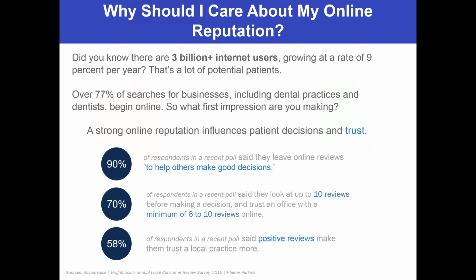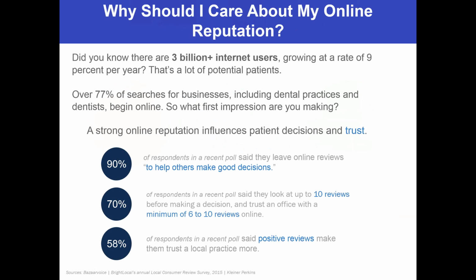This being said, over 77% of searches for businesses, including dental practices and dentists, begin online. This is talking about first impression, right? And this can be common sense to a lot of people. You meet somebody for the first time, that first interaction is really telling for how that relationship unfolds. The same thing happens with your practice. So a couple of things to keep in mind.